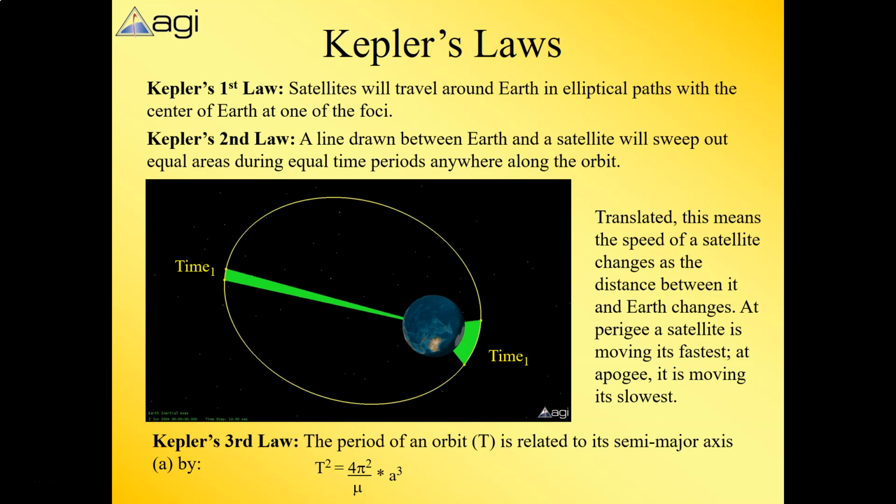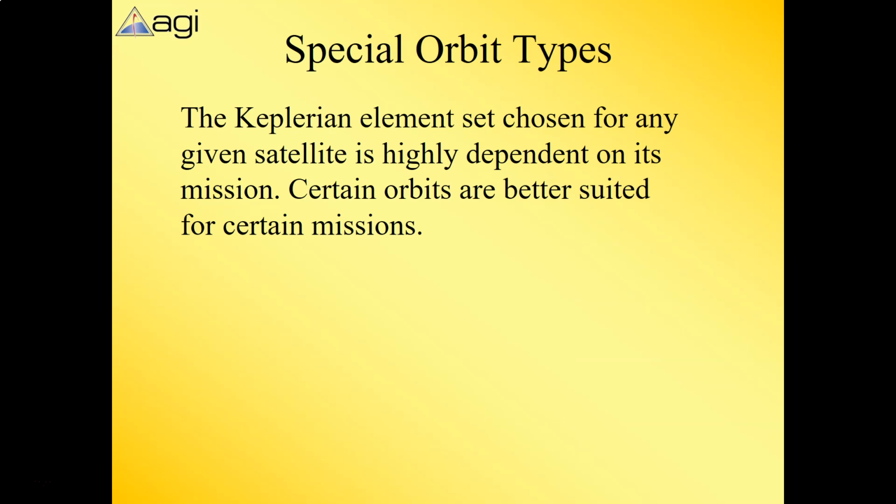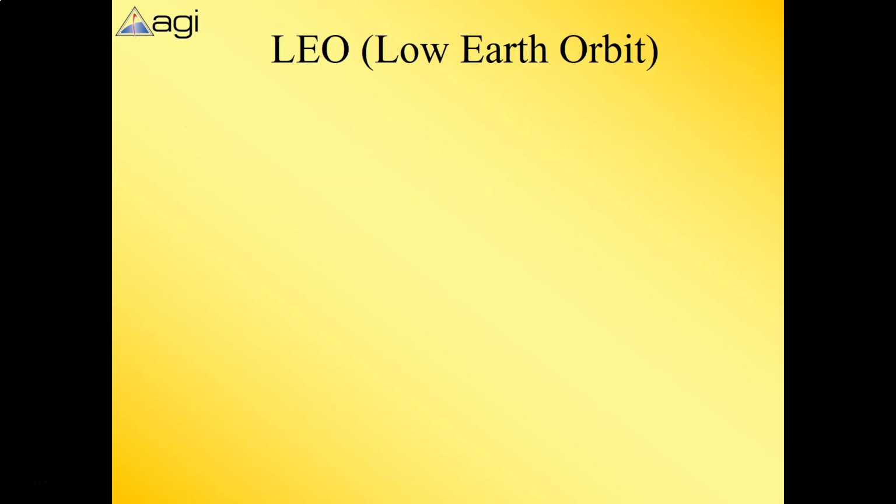So there are 3 laws Kepler set. The Keplerian element set chosen for any given satellite is highly dependent on its mission. Certain orbits are better suited for certain missions.